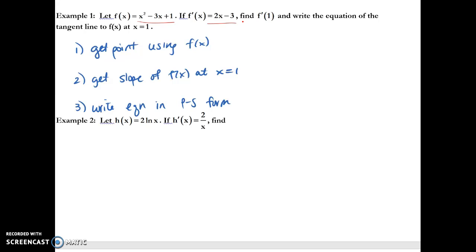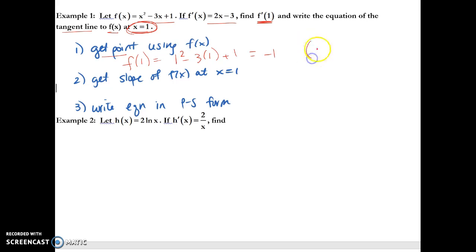So we want you to find a few things. Number one, we want you to find f prime of x, and we want you to write the equation of the tangent line to f of x at x equals 1. First of all, we need to get a point using the original function. Since the x value I'm working with is x equals 1, I'm going to plug 1 into f of x. I will get 1 squared minus 3 times 1 plus 1, and that is going to give me negative 1.